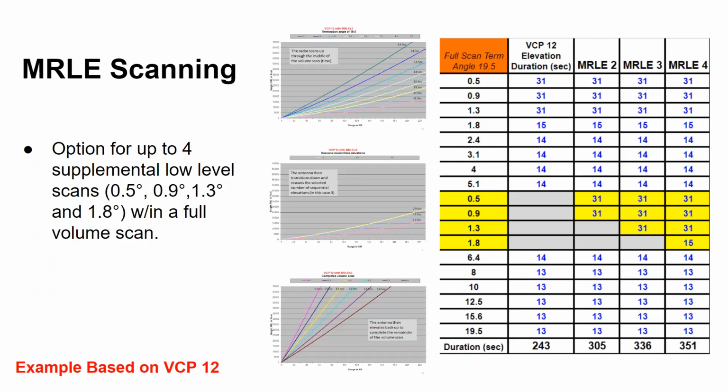So on the right side there's just some quotes in the times for VCP 12. You can see a standard VCP finishes in about 243 seconds. Got to give that extra 10 seconds for a reset in the standard VCP 212, and you get the 4 minutes and 10-ish seconds that it usually does. MRLE 2, 3, and 4, you can see how much time that tends to add. Again, the Doppler cuts all take about 31 seconds in VCP 212. So if you're enacting MRLE 4 with VCP 212 and you have an entirely full scan at 19.5, you're just shy of 6 minutes for using MRLE.